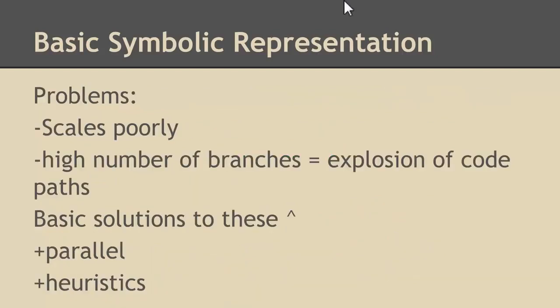As I said, each branch imposes a binary exponential cost, and this scales poorly, and a high number of branches lead to an explosion of code paths. The basic solution to these is using heuristics to cut out following uninteresting paths, and also to explore these possible paths in parallel.